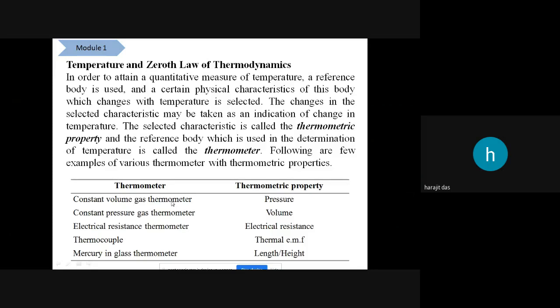These are the constant volume gas thermometer, constant pressure gas thermometer, electrical resistance thermometer, then thermocouple, then mercury in glass thermometer, where the thermometric properties are also listed. So these devices will give rise to an output, and that output will be a measure of temperature. I will not go into the detail of all these thermometers. The important point is the thermometric property of each of the thermometers, which is listed here. You can go through the book, where you will get the idea of each thermometer in detail.